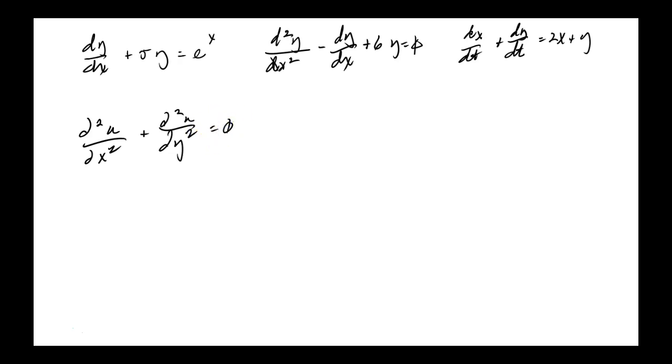What's that one? That's a partial. Both of those are partial. That's read second partial of u with respect to x squared plus the second partial of u with respect to y squared equals 0. Obviously a partial differential equation. We're not doing any of those this term, okay? That's usually a senior to graduate level math course. I had it as a senior when I was at Georgia Tech.